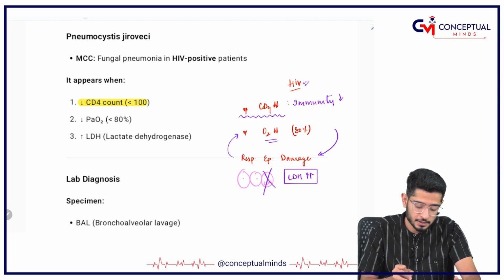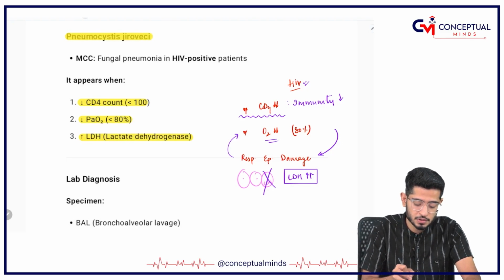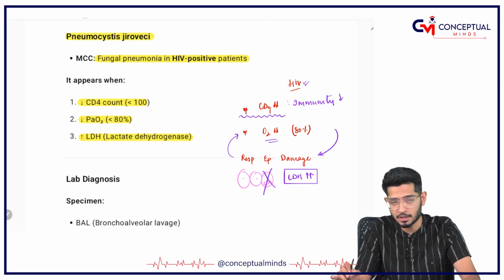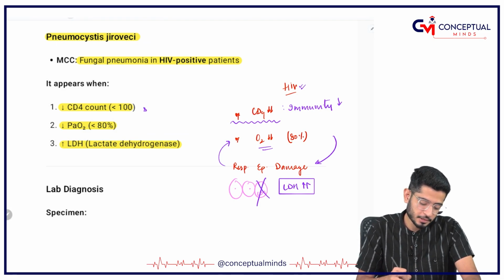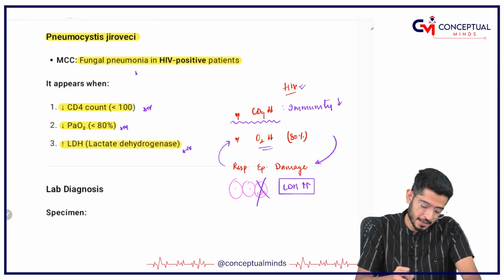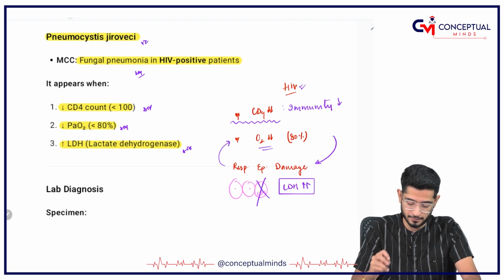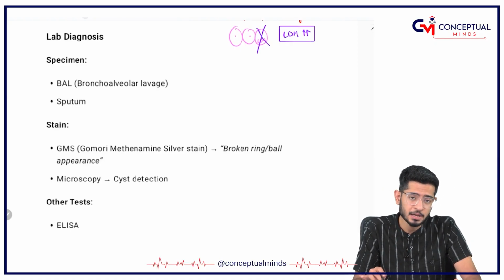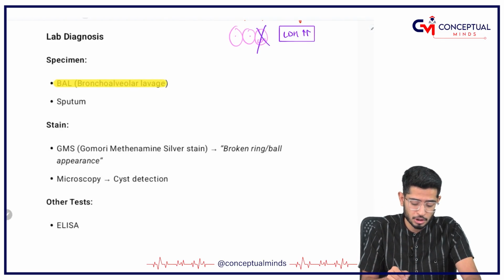So remember, CD4 decreased, oxygen decreased, LDH increased, then the Pneumocystis zygomycosis is going to come, and once it comes, it is responsible for causing fungal pneumonia in HIV positive patients. So in a nutshell, CD4 count decreases, partial pressure of oxygen decreases, LDH increases, then enters the fungal pneumonia with the help of Pneumocystis zygomycosis. Now my dear friends, please understand how to diagnose it. In order to diagnose, you have to take a bronchoalveolar aspirate or bronchoalveolar lavage.